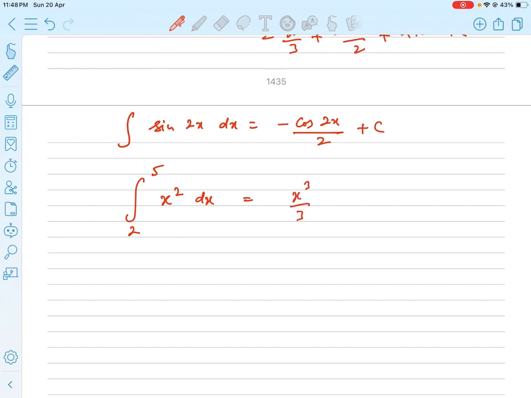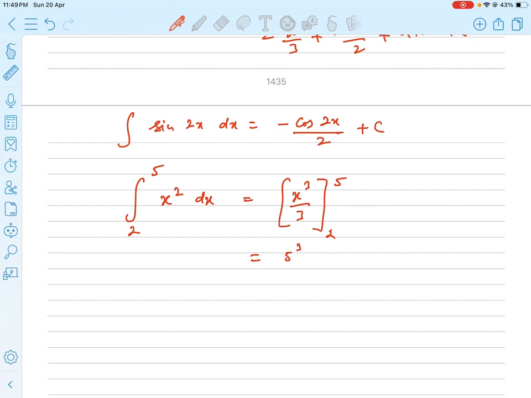Of course we have to put c also, plus c, but remember one thing, we put c when the limits are not mentioned. If the limits are mentioned, we don't put c, we put the limits. And how do we put the limits? So what we do is, whatever the result is, we put a square bracket around it and we put the limits here. And now in the next step what we do, we first put the value of x as the upper limit. So upper limit in this case is 5. So we will put the value of 5 in place of x.